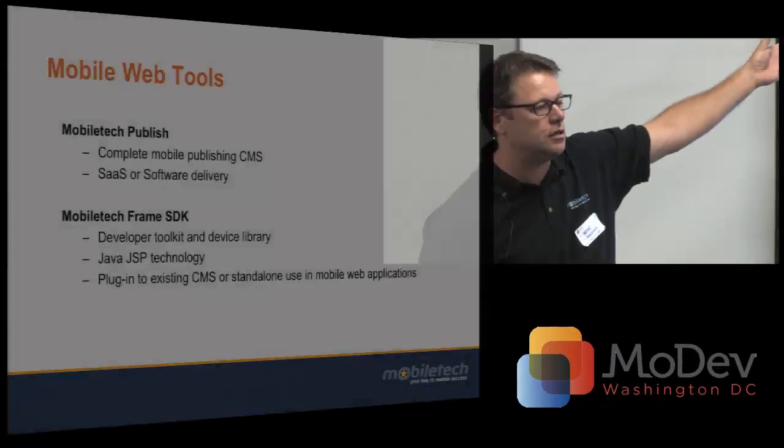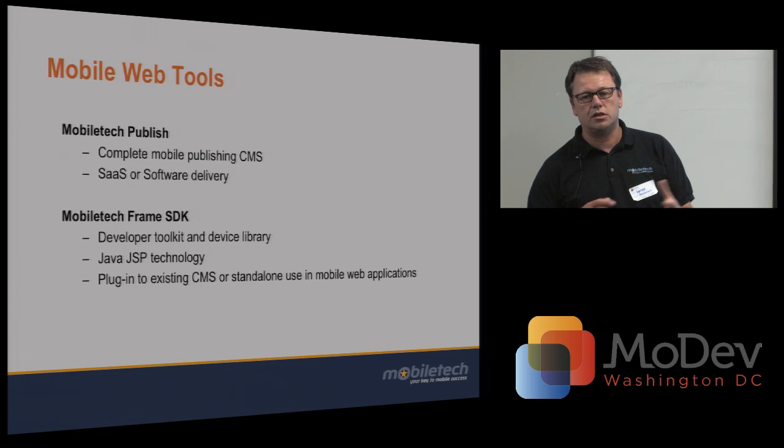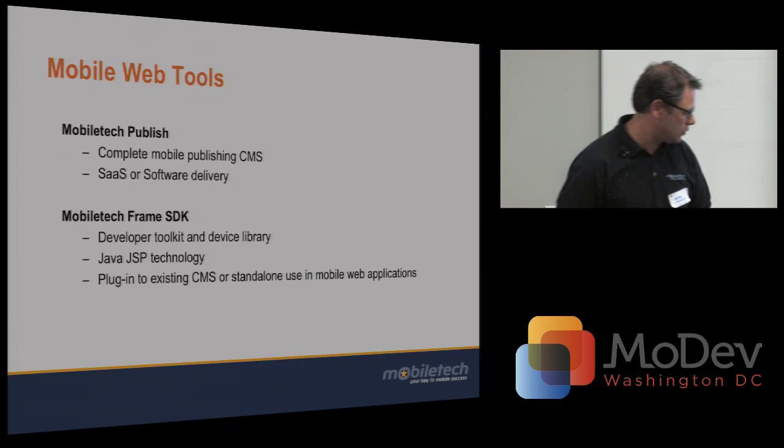Like I said, we have two products. We have Mobiletech Publish, and then we have our mobile SDK. How the two work together is you can build your own widgets and implement them into our Publish, so that you can import them into the Publish and make them available to all your users. I'll show you how that works in a second.